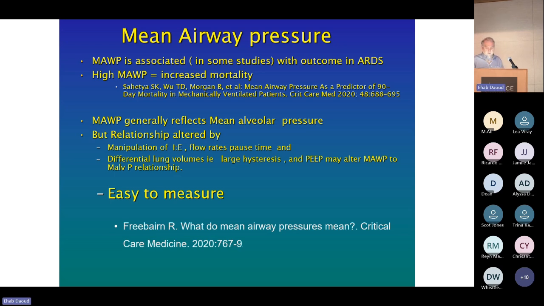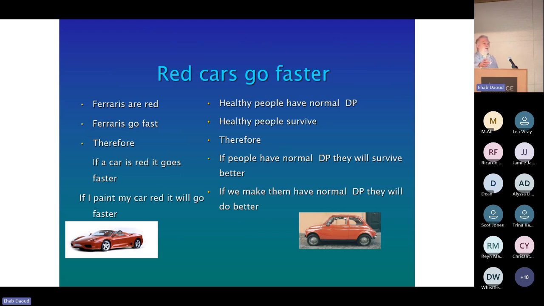So what does this all mean? Well, we have to be careful. The association with mortality of driving pressure, mean airway pressure, and other parameters needs to be thought of this way. Ferraris are red, Ferraris go fast. Therefore, if you look at the motorway, the average speed of cars is faster if they're red. That's statistically true. But it doesn't mean that if I paint my car red, it'll go faster. However, in medicine, we ignore that.